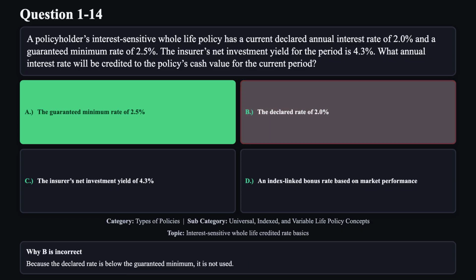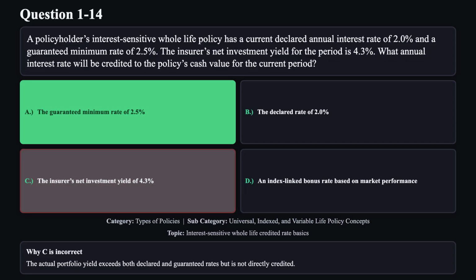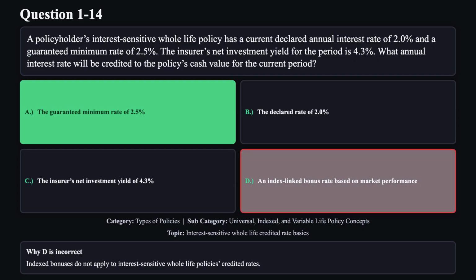Reason B is not correct. Because the declared rate is below the guaranteed minimum, it is not used. Reason C is not correct. The actual portfolio yield exceeds both declared and guaranteed rates but is not directly credited. Reason D is not correct. Indexed bonuses do not apply to interest-sensitive whole life policies' credited rates.